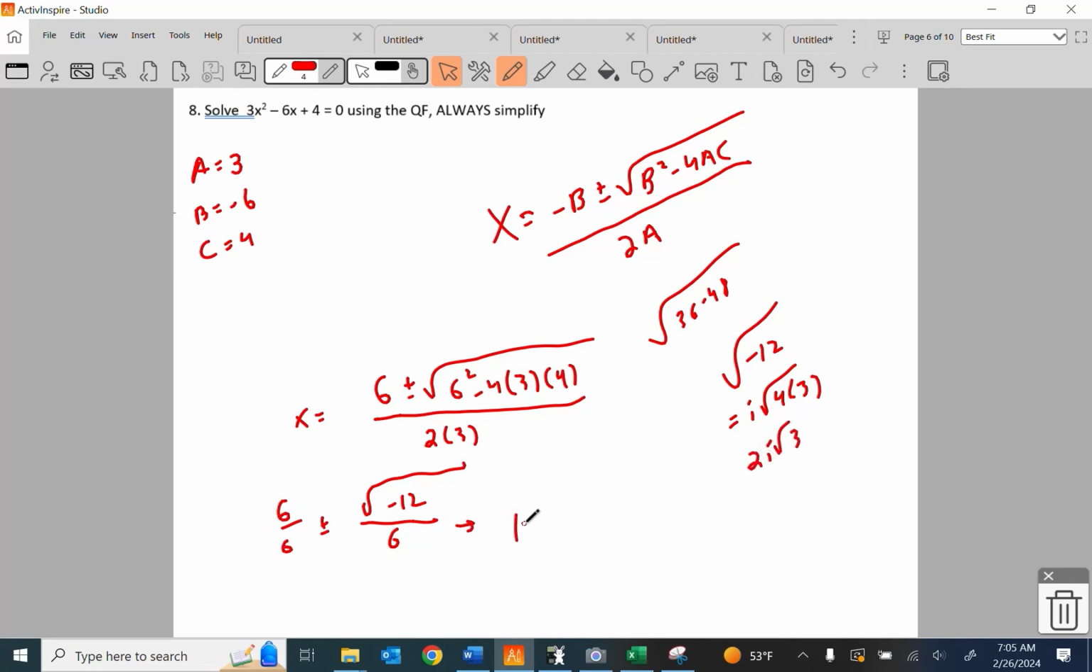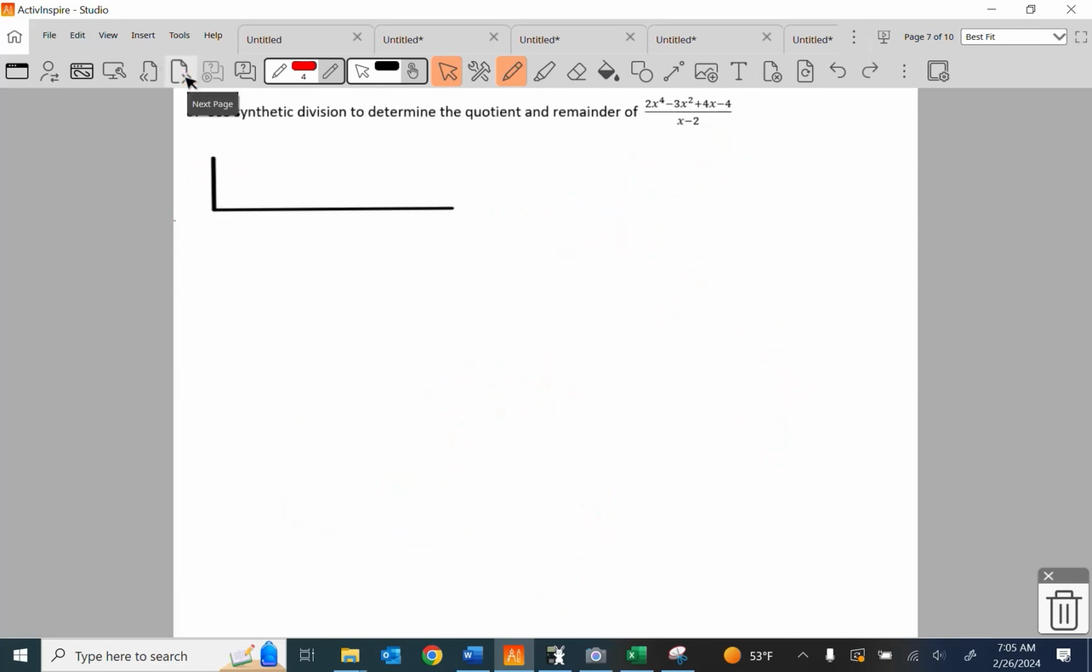6 over 6 is 1. We have 2i root 3 over 6. And 2 over 6 is a third. And there's the QF. Ta-da!